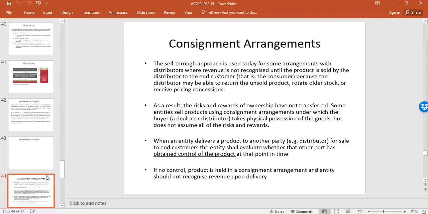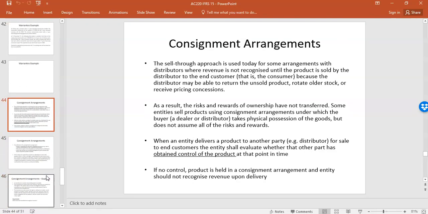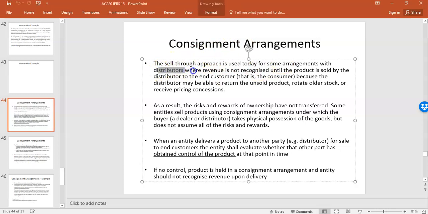The other thing that's covered then in IFRS 15 is this thing called a consignment arrangement. Now this is quite common in the business world, where it's essentially a sell-through approach, where distributors will sell products on to retailers, but there will be a right to return. So what we're saying here is the retailer does not have to pay for the goods until they sell it on to the end consumer.